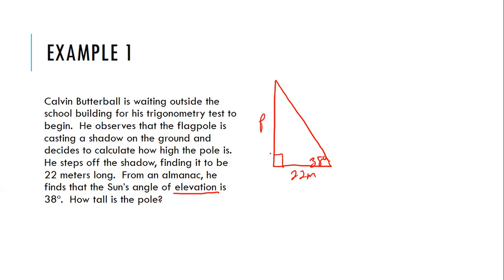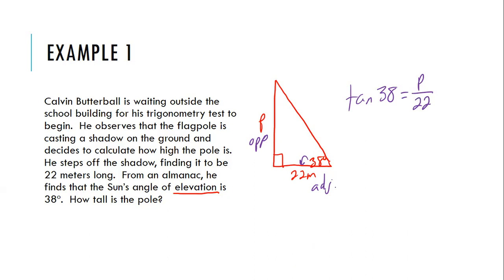All right. So based on your do now, see those connections right there? What is the most direct way for us to solve this? Tan. Why would you say tan? Because we have the adjacent and we're looking for the opposite. There we go. So therefore we would use tan of 38 equals our opposite, which is our pole, over our adjacent, which is our shadow, which is 22 meters long.